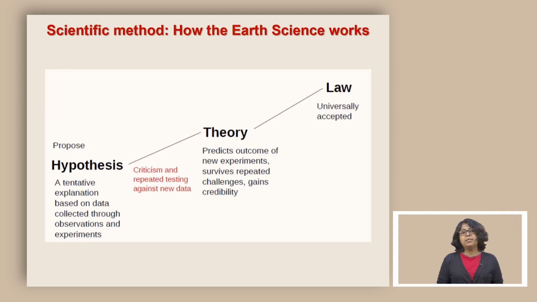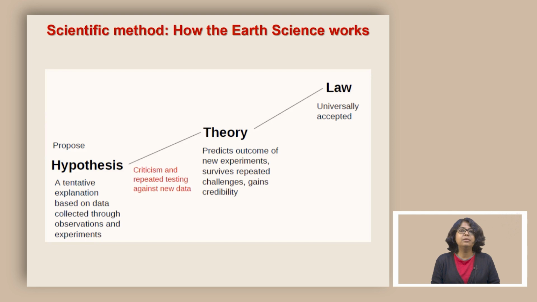Once it reliably predicts the outcome of new observations and survives repeated challenges, then it can be called a theory. And theories are still out there to be tested, to be re-implemented and verified with newer observations. And if everything works out and it is universally accepted, then it is called a law.